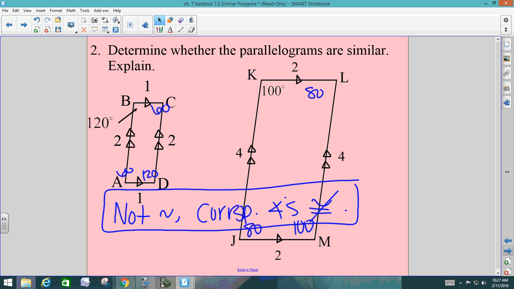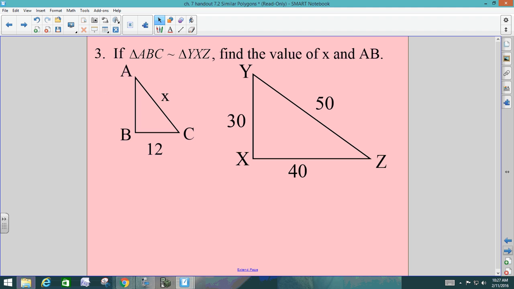Cool. Number 3. If triangles or any polygon are similar, then you can find the lengths of sides because all the sides are supposed to be in proportion. So if you have to find a missing side length and sides have to be in proportion, what do you have to set up? A proportion, a ratio, 2 ratios. I like to start with the unknown.